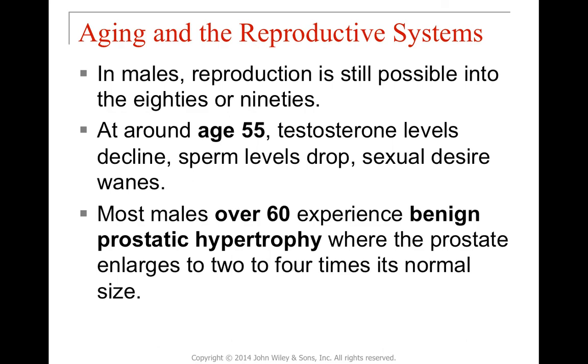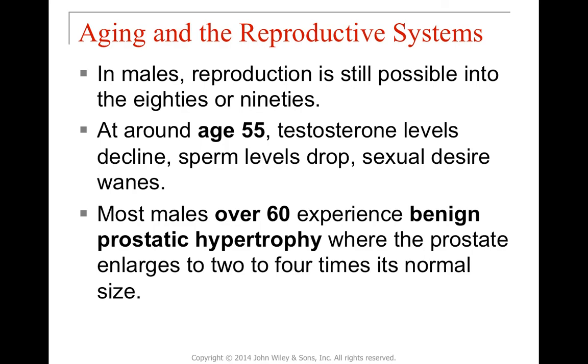In males, however, reproduction is possible much later, around 80 or 90 is the latest that we've had males producing offspring. However, around 55, the testosterone levels do decline and the sperm levels do drop. We also end up with things like fractured sperm, low sperm motility, etc. Additionally, sexual desire can sometimes wane. Erectile dysfunction can sometimes occur.